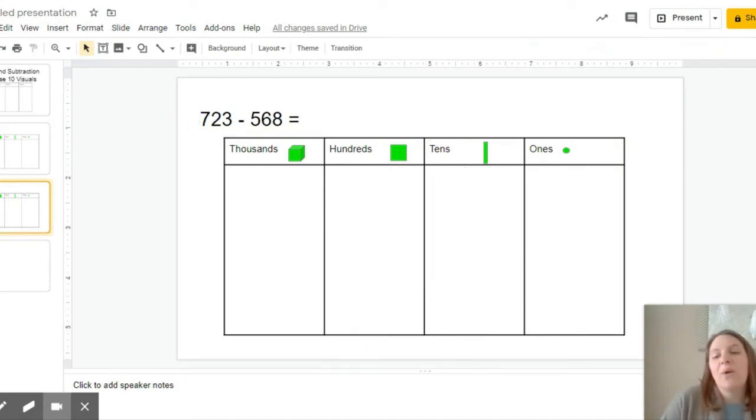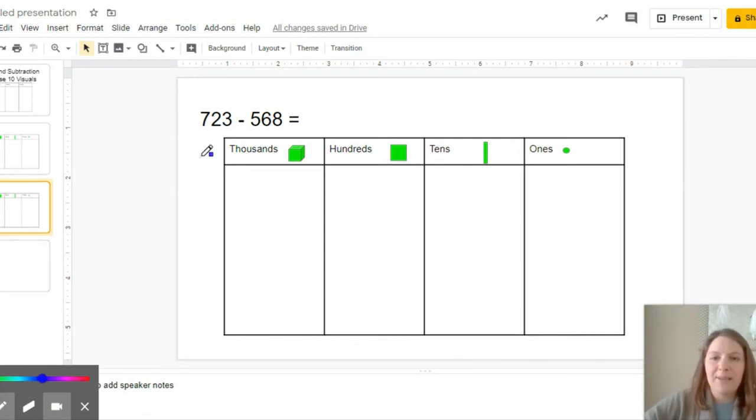Okay, I have the equation 723 minus 568. I know that that minus sign means subtraction, means take away. When I'm using my base 10 pieces, I'm going to build my first number and then take away the second number. So I don't actually draw the 568, which sometimes gets confusing. Okay, so let's go ahead and build 723.